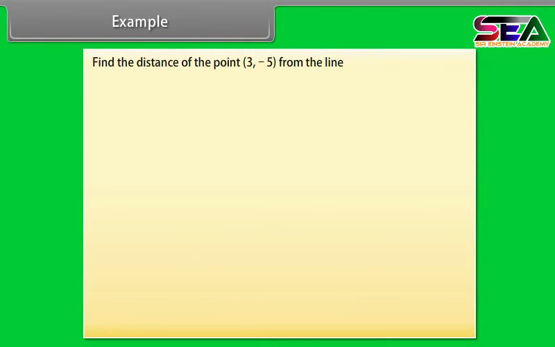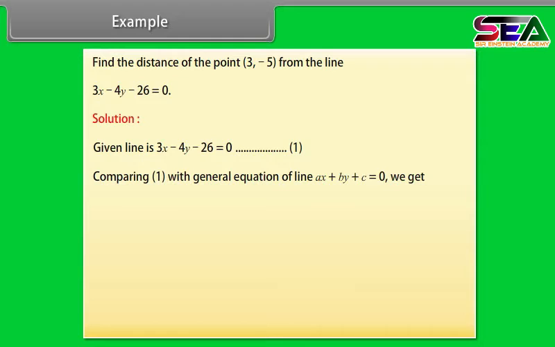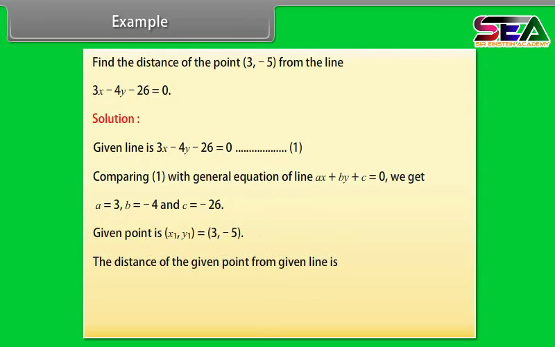Example. Find the distance of the point (3, -5) from the line 3x - 4y - 26 = 0. Solution. Given line is 3x - 4y - 26 = 0. Mark it 1. Comparing 1 with the general equation of a line ax + by + c = 0, we get a = 3, b = -4 and c = -26. Given point is (x1, y1) = (3, -5). The distance of the given point from the given line is d = 3/5.